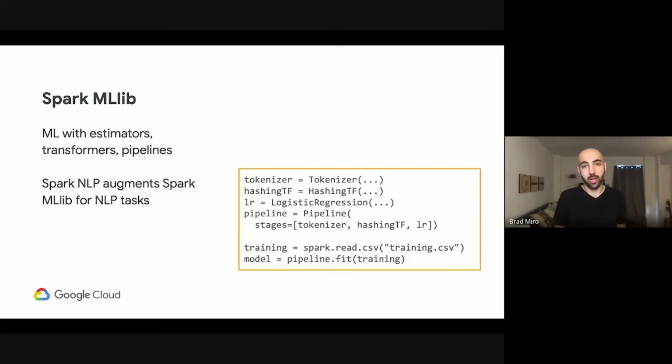There's also a set of open source libraries such as Spark NLP that will augment Spark MLlib for more specific tasks, such as natural language processing. And so we can see on the right here, we have just a brief code sample of doing natural language processing using Apache Spark and Spark MLlib. Here you're seeing we're tokenizing the data, we're hashing it, and then doing a logistic regression model. And we can feed all of these into a pipeline and then train it on a set of Spark data that we're loading onto our Spark cluster.